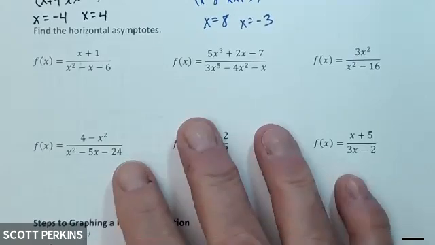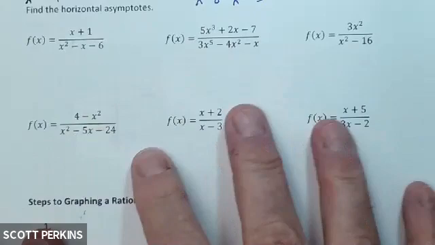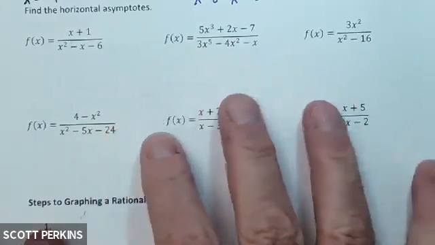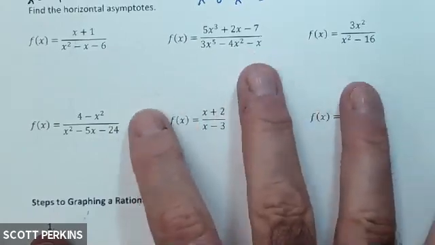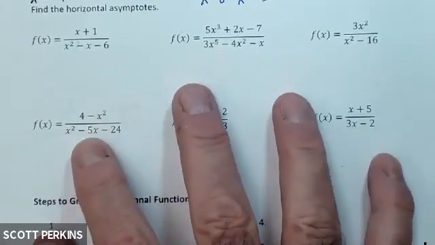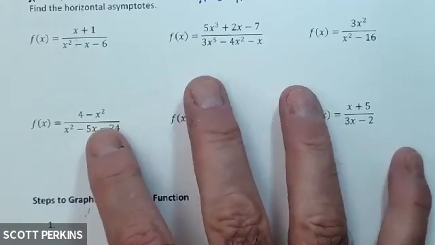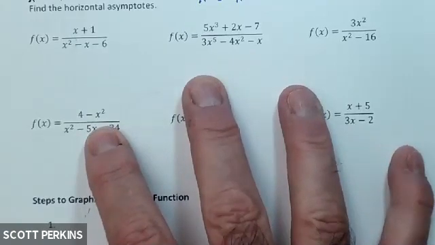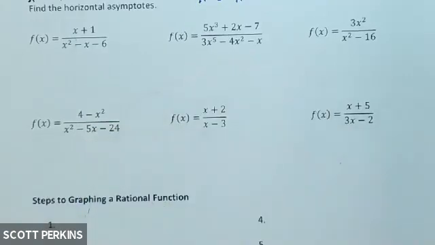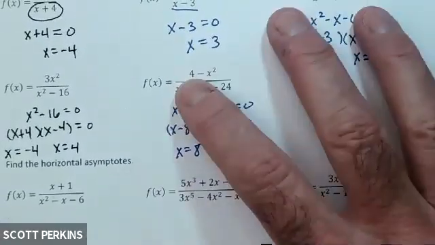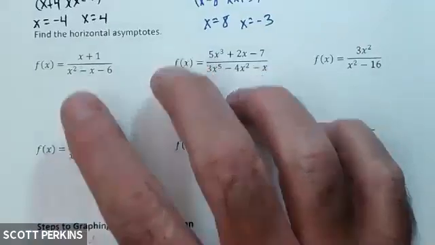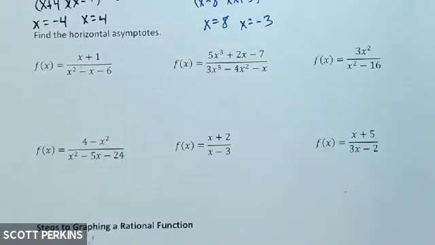But notice these problems right here, these are not in the format of either of our basic functions. It's not a 1 over x, it's not a 1 over x squared. So these are more complicated rational functions, and we need a different process that's a little more involved. So step 1 of this process is we find the vertical asymptotes, and then step 2, we're going to find the horizontal asymptotes. Now here is how we find the horizontal asymptotes.